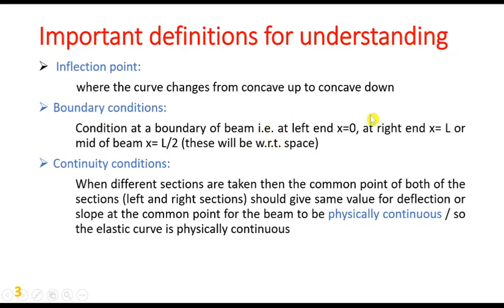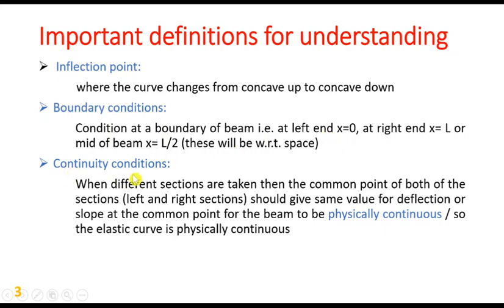Let's suppose there is a beam. At the left side, let's say x is equal to 0. What is the condition? At the right side, x is equal to L. At the full length, what is the condition? If it is fixed, then obviously there will be some conditions. We will discuss it later, but these are for beams, and also x is equal to L/2. These are with respect to space, meaning the dimension x, which covers the length of the beam in this case.